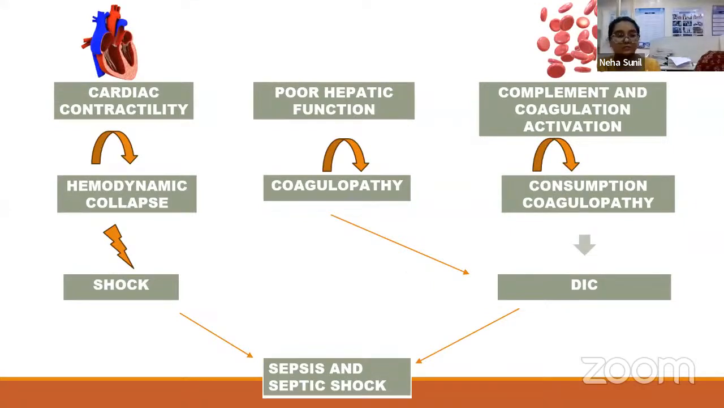There is biventricular dysfunction where cardiac contractility is compromised and hemodynamic collapse is seen, leading to shock. The poor hepatic function, in addition to the ongoing coagulopathy, will increase the coagulopathy, and complement and coagulation activation will lead to consumption coagulopathy, DIC, ultimately leading to sepsis and septic shock.